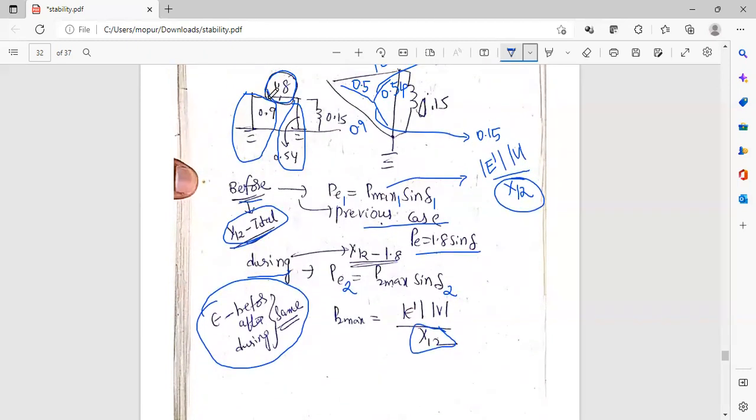That is this impedance, this one. That is, in the delta connection, after converting the star to delta, whatever the impedance here we got, that is x12 for during condition. For before condition, x12 is the total impedance. For during condition, this is x12.